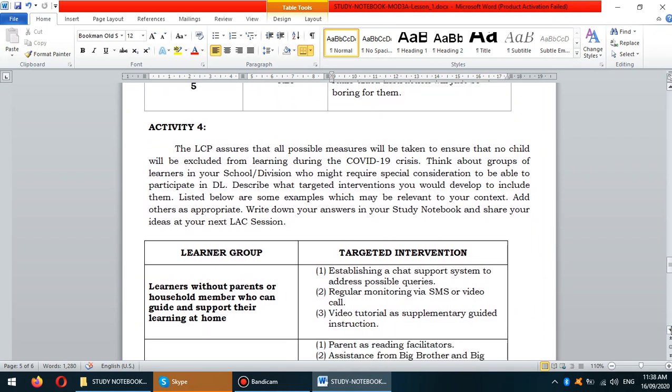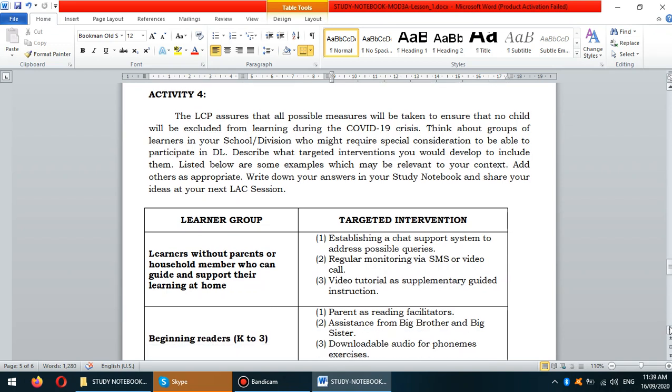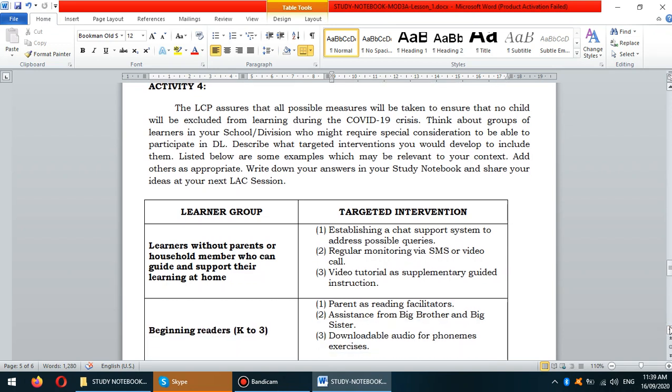The LCP assures that all possible measures will be taken to ensure that no child will be excluded from learning during the COVID-19 crisis. Think about groups of learners in your school division who might require special consideration to be able to participate in DL. Describe what targeted intervention you would develop to include them. Listed below are some examples which may be relevant to your context. Add others as appropriate. Write down your answers in your study notebook and share your ideas at your next LAC session. Now, we have here the learner group column and the targeted intervention.